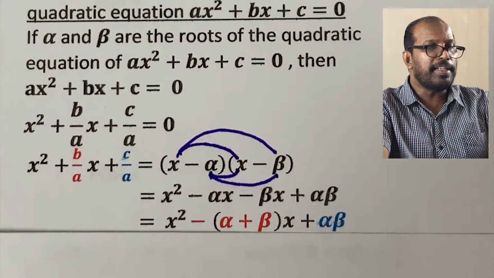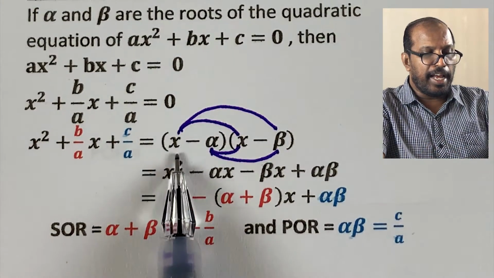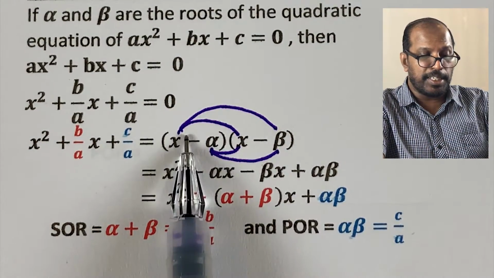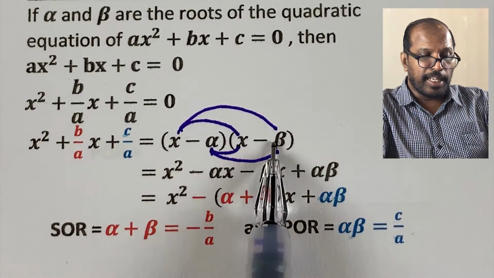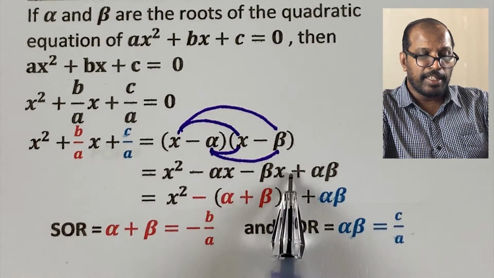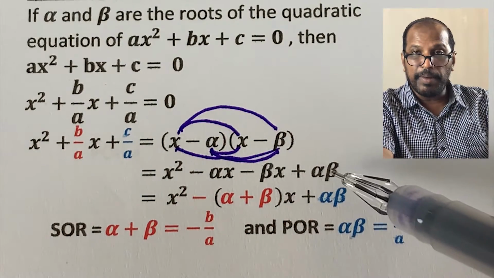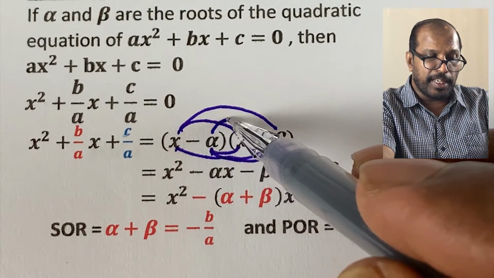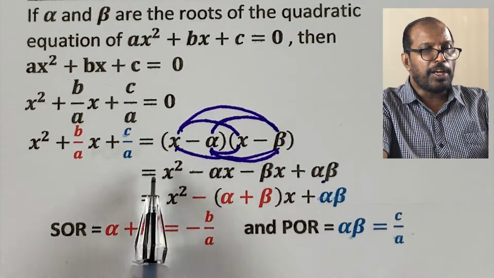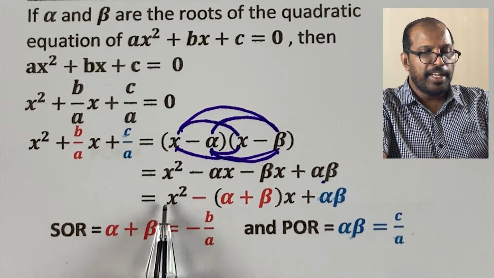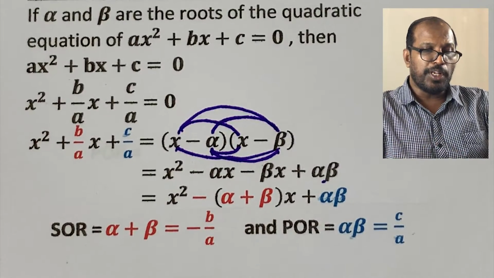Then you'll be getting x times x is x squared, x times negative alpha is negative alpha x, and beta times x, you get negative beta x, and negative alpha times negative beta, you'll get alpha beta. So when you expand this, you'll get this. Once you get this, you factorize it, you'll get x squared minus (alpha plus beta) x plus alpha beta. So now you do comparison.